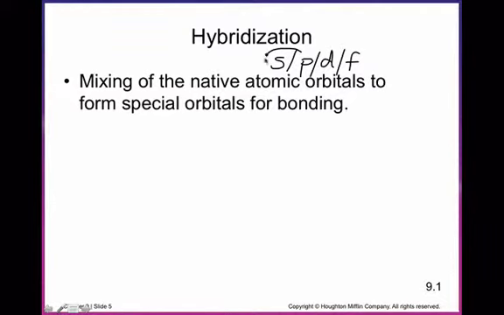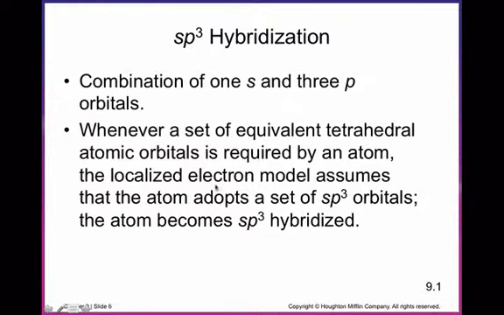So if we're talking about the s and the p's, they can hybridize together and they form a new hybridized orbital that's used for bonding. So sp3 hybridization is the combination of 1 s with 3 p's. So we're going to take the s and we're going to combine it with the 3 p orbitals. Whenever a set of equivalent tetrahedral atomic orbitals is required by an atom, the localized electron model assumes that the atom adopts a set of sp3 orbitals. That is to say that the atom becomes sp3 hybridized.